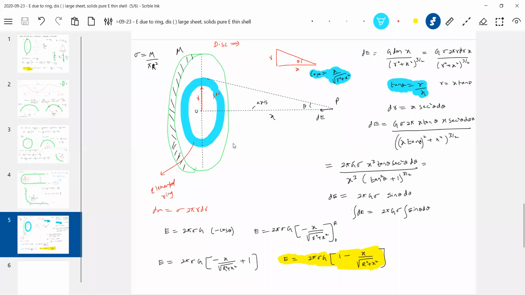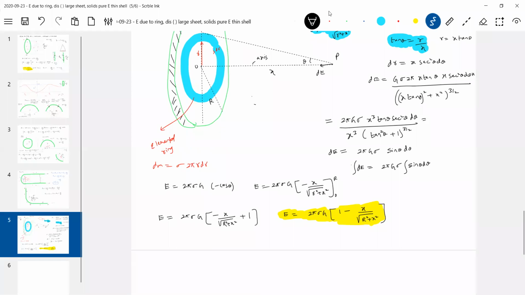Now, what is R equal to infinity? First, what is R? R is the radius of this. Put R equal to infinity. So how much will you get? 2 pi sigma g, that one.